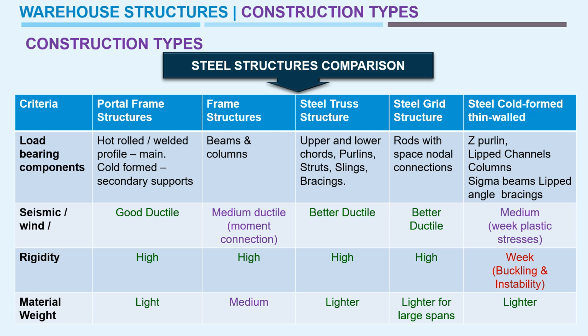And steel truss and steel grid structures have hinged type of connections with bolts and flexible connections which can allow the rotation. So this will give better ductility compared to frame structures.